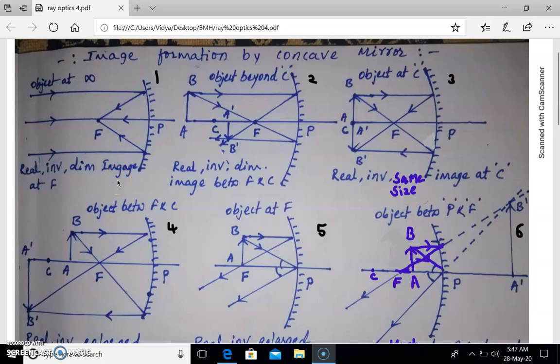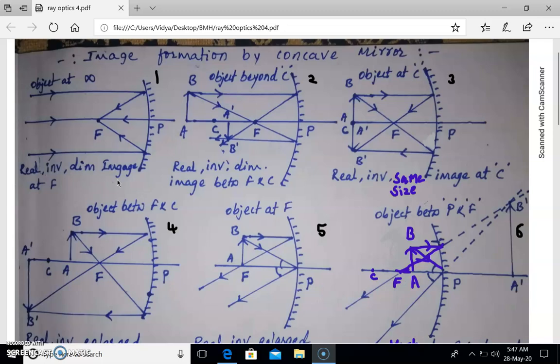Students, in continuation with ray optics, today we discuss the image formation by spherical mirrors such as the concave mirror as well as the convex mirror. In the previous video we discussed the important terms associated with image formation in spherical mirrors, the relation between the focal length and the radius of curvature, as well as the sign conventions, the Cartesian new sign conventions. So here are the 6 cases for the image formation by a concave mirror.